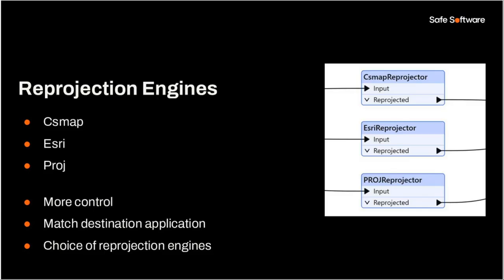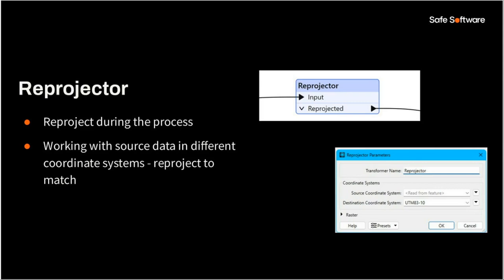Yeah, so in FME, we have a couple of different reprojection engines. We have CSMAP, Esri, Proj. This gives users more control over their transformations. What if you need to match application transformations? So we provide a choice of reprojection engines for all of your needs. We'll go over all of the different ones that we have here. In the Reprojector, while implicit is the easiest reprojection, it always happens right before writing, as we said before.